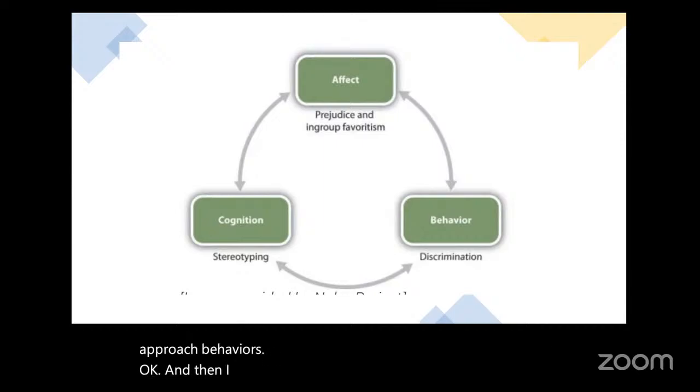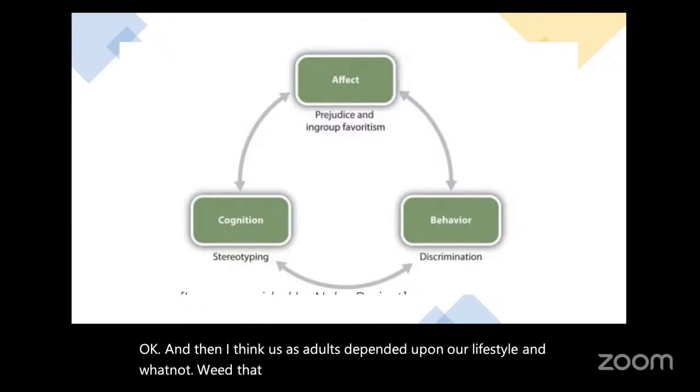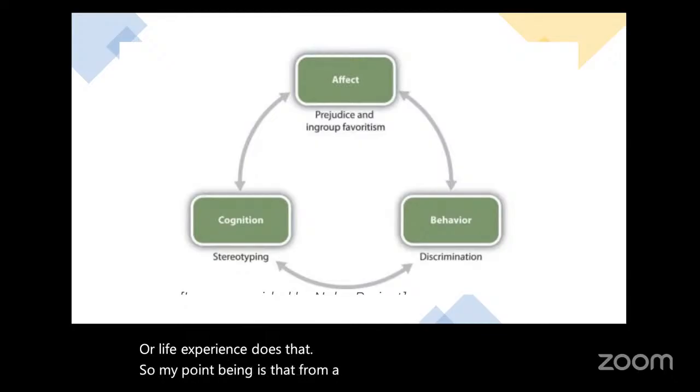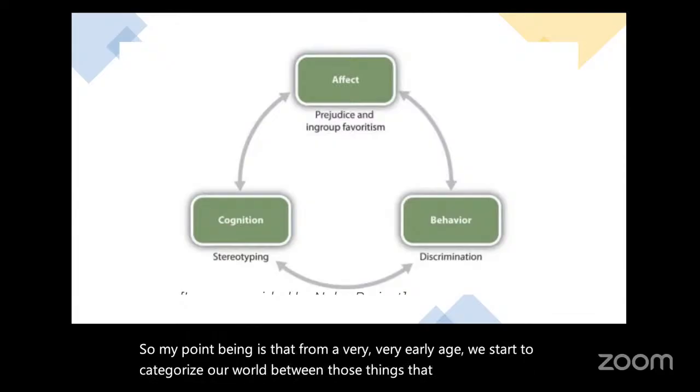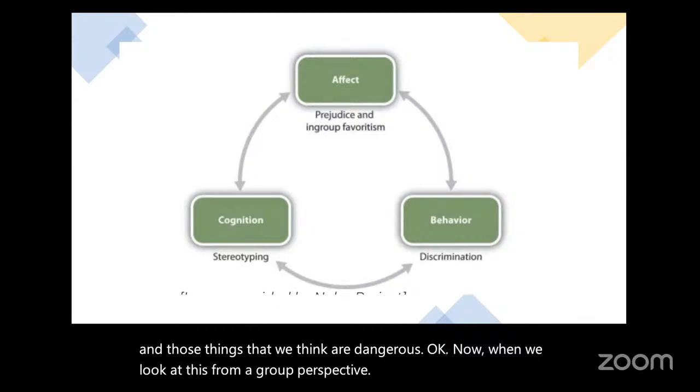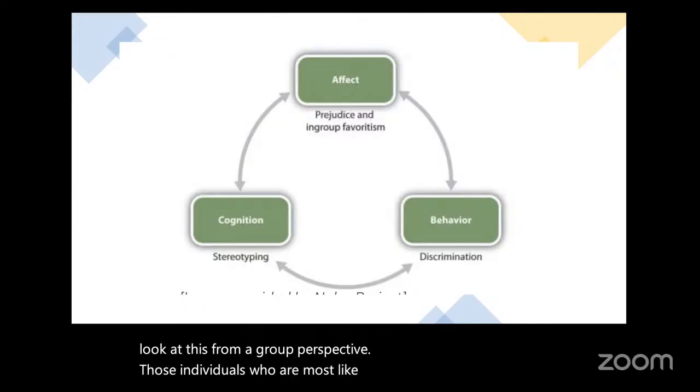And then I think us as adults, dependent upon our lifestyle and whatnot, weed that out for some children, unfortunately, or life experience does that. So my point being is that from a very, very early age, we start to categorize our world between those things that we think are safe and those things that we think are dangerous. Okay. Now, when we look at this from a group perspective, those individuals who are most like me, we tend to think of as safe.